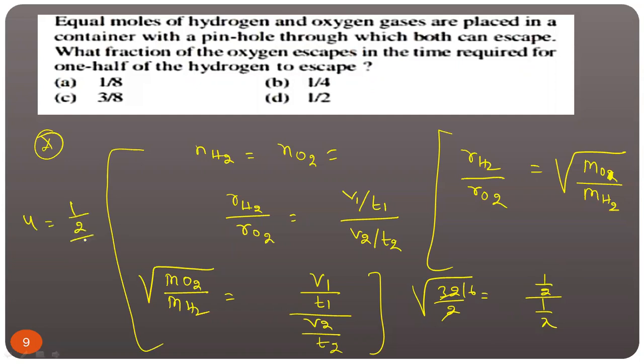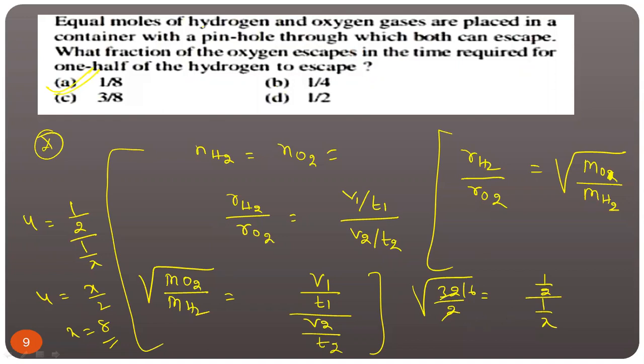1 by 2 into 1 upon x. So what should be the answer? Tell me what fraction. Now after solving, we are getting x is equal to what? Can you solve this? That is x by 2, x is equal to 8, means the fraction of O2 is 1 by 8. The fraction of O2 is 1 by 8. Is it clear to you?